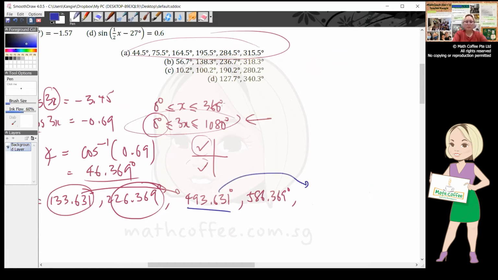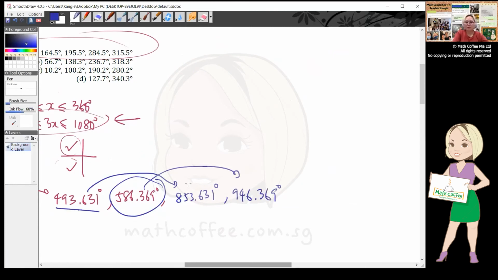So 493.631 plus 360, it will be 853.631 degree. This one plus, still within, I need to plus. So 586.369 plus 360, I will have 946.369 degree. So then I say, hey, do I still need to plus some more? You see, this one, if I go and plus 360, it will be out of my 1080 already. So I know that I don't have to plus anymore.